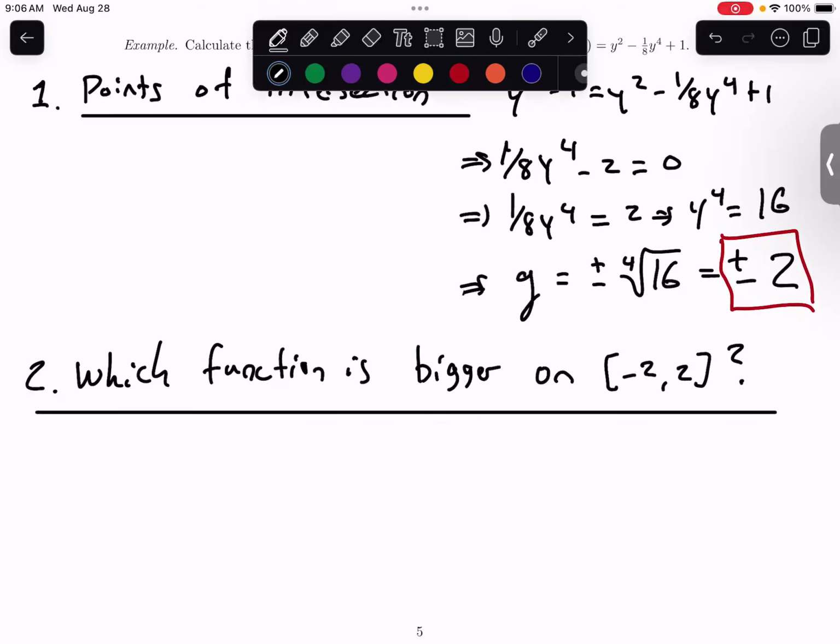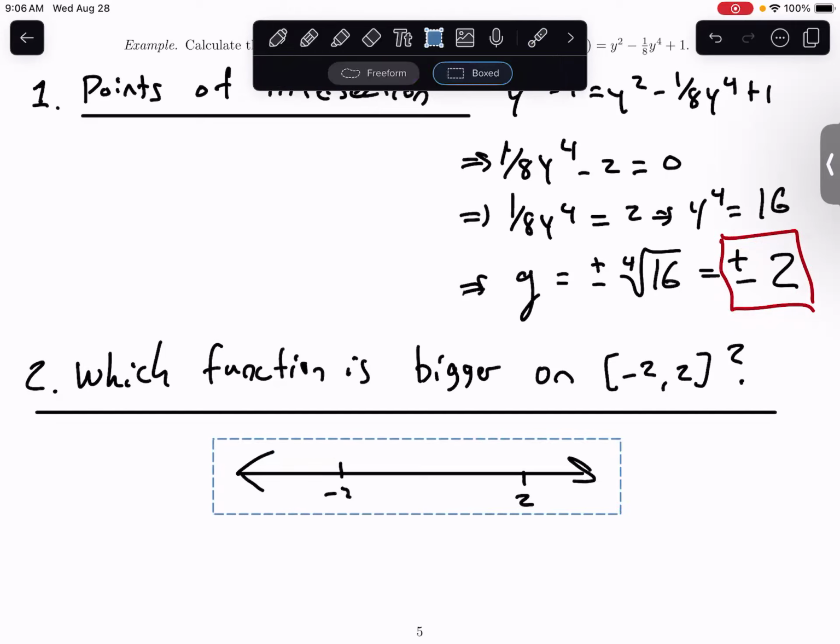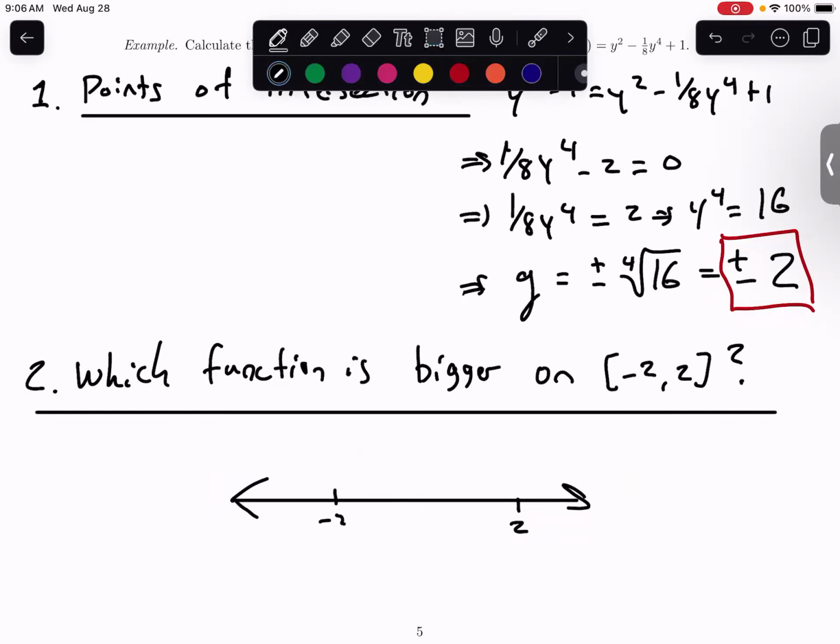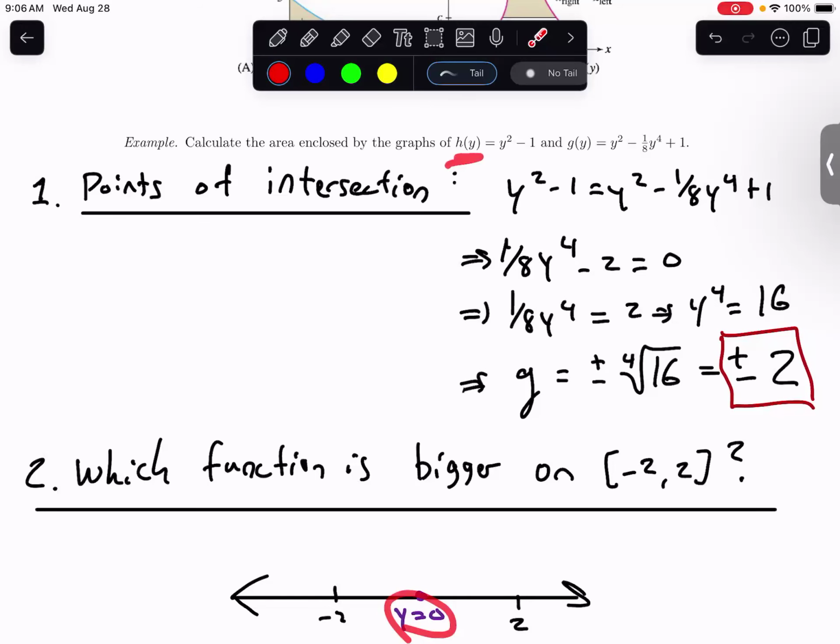The points of interest, again, we're integrating from -2 to +2. So all you need to do is mark the points of intersection, and then just do a test value between y = -2 and y = 2. We can do y = 0, it's probably the easiest one. And so you plug in y = 0 into both h of y and g of y as well.